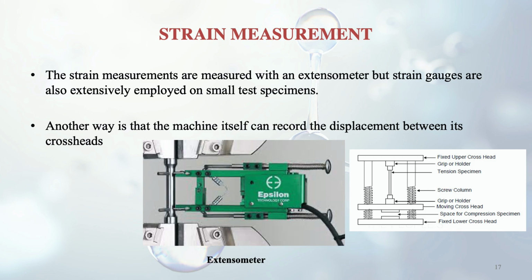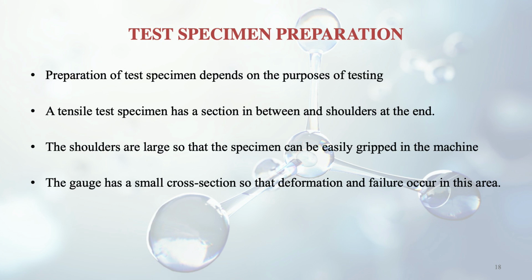So before starting with the simple tension test procedure, we need to prepare the test specimen. So how is it done? It depends upon the purpose of the testing, first of all. Then a tensile test specimen has a section in between and shoulders at the end. You can say it is a kind of dumbbell.